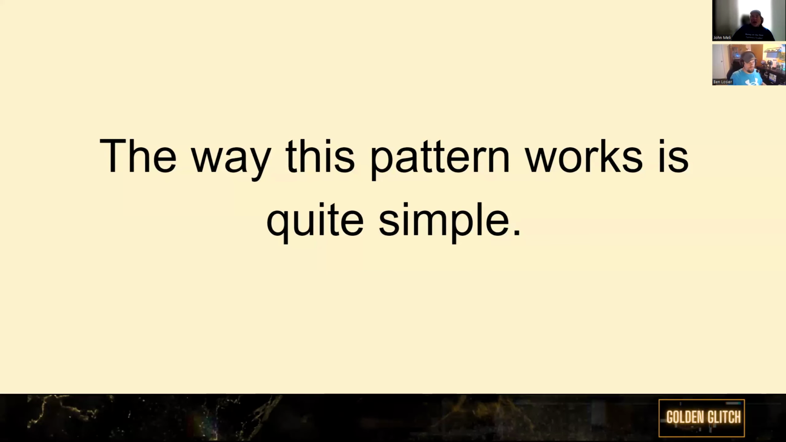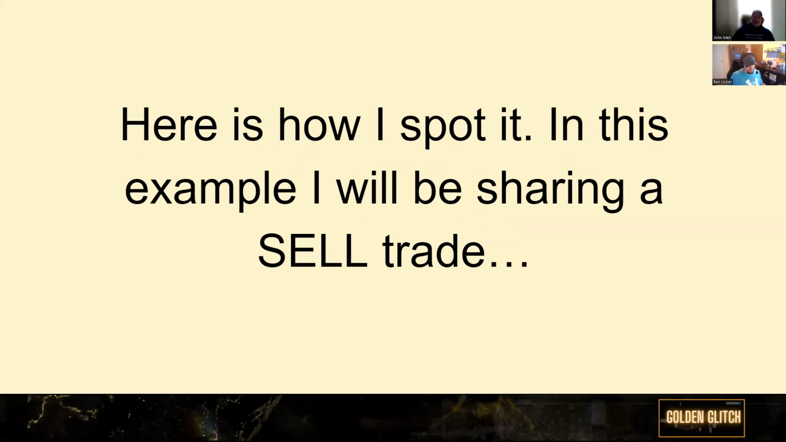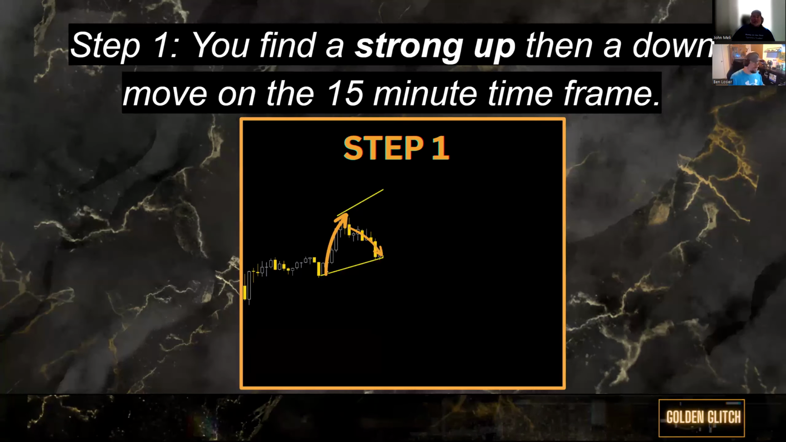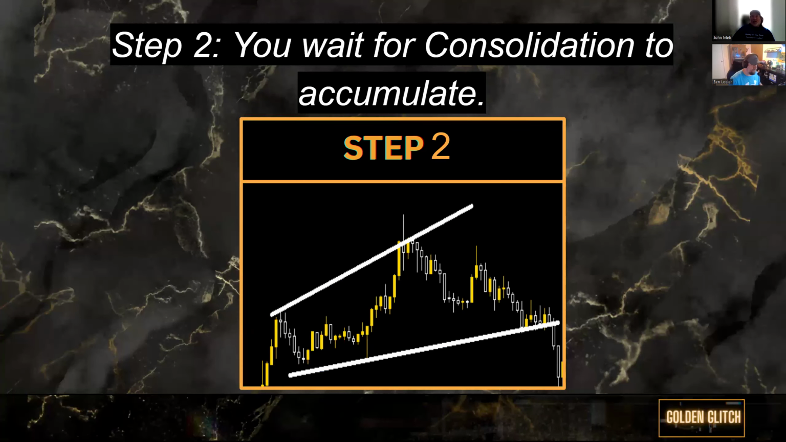The way this pattern works is quite simple. Here is how I spot it. In this example, I will be sharing a sell trade. You find a strong up move and then a down move in the 15-minute chart time frames. All right, we can sit here for a second. Everybody look at this. Okay, step 1. Boom, it goes up, goes down. You've got those lines there. So that's step 1. And then you wait for consolidation to accumulate.